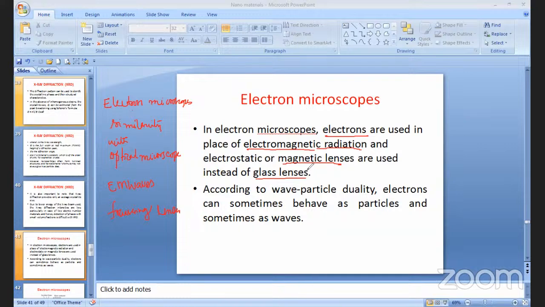Whereas in the case of this electron microscope, instead of these glass lenses, we use magnetic lenses. Okay.